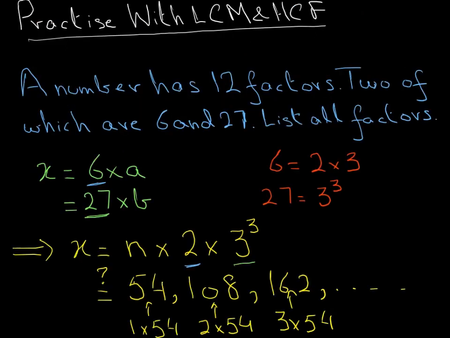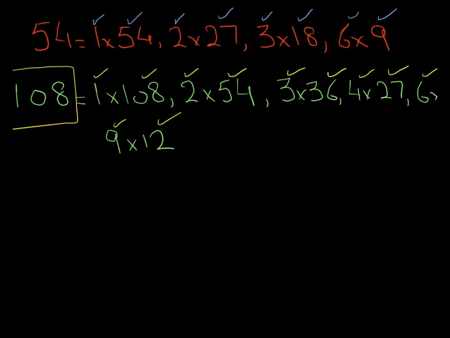So the number that has 12 factors, two of which are 6 and 27. If you want to list all the factors, well, all the factors are right over here. 1, 2, 3, 4, 6, 9, 18, 27, 36, 54, and 108. These are all the factors of that mystery number.